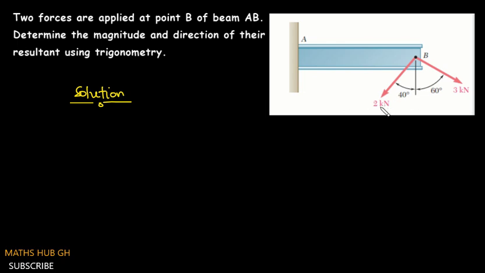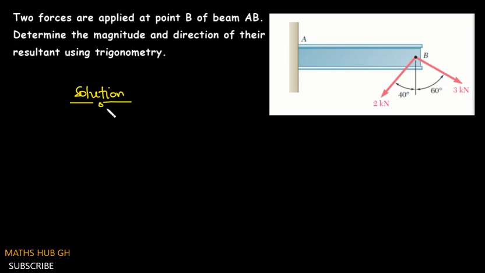So we have the figure here. We have a 2 kilonewton force acting at point B, and it makes an angle of 40 degrees with the y-axis. And then we have a 3 kilonewton force acting at point B, which is also making an angle of 60 degrees with the y-axis. So let's look at how you are going to solve this question.